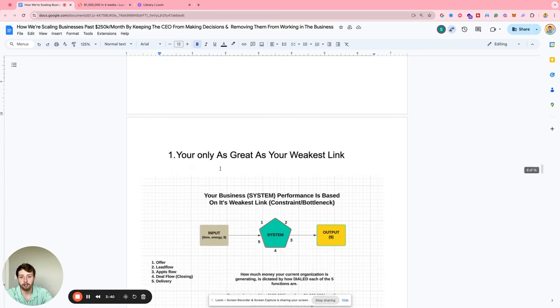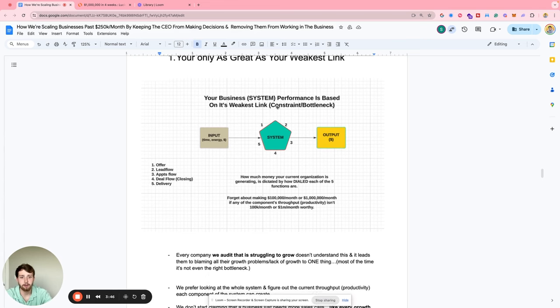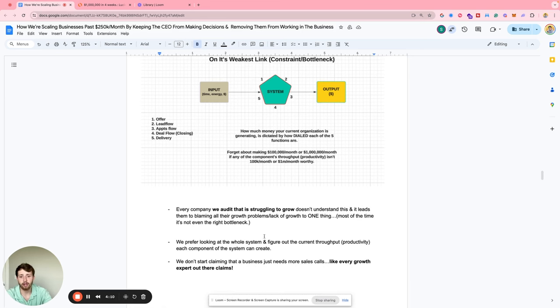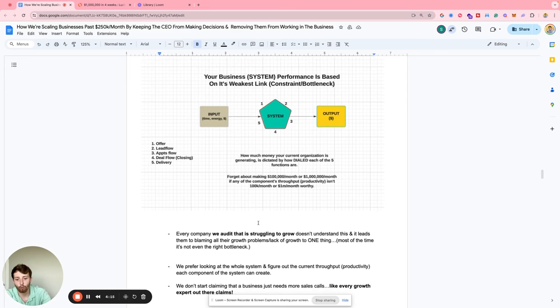And so number one, you're only as great as your weakest link. Your business, your system performance, is based on its weakest link or constraint or bottleneck. So it's about having input in that, whether that be time, energy, or capital, into a system to get the desired output that you're looking for. Five of the things to break down a system could be offer, lead flow, appointment flow, deal flow, so closing deals, and delivery mechanisms, or just your fulfillment overall. And every company that we audit that is struggling to grow doesn't understand this, and it leads to them blaming all their growth problems or lack of growth on one thing.